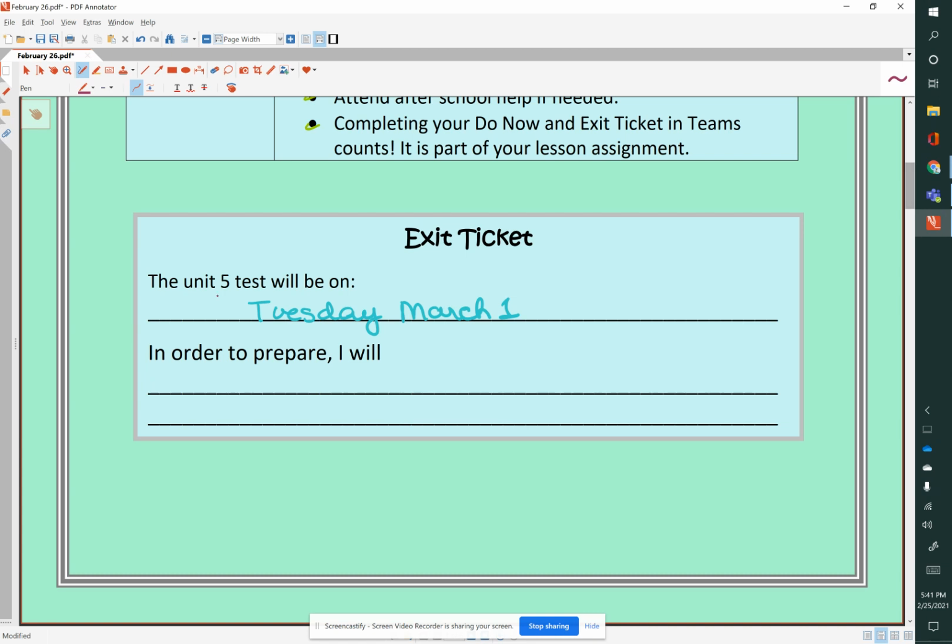So the Unit 5 test will be on Tuesday, March 1st. In order to prepare, what will you do? And I want you to write down here all the things you're going to do to prepare for your unit test so you can be successful in algebra and move on to geometry. So keep practicing and keep working hard. As you do, you will certainly be great in algebra.